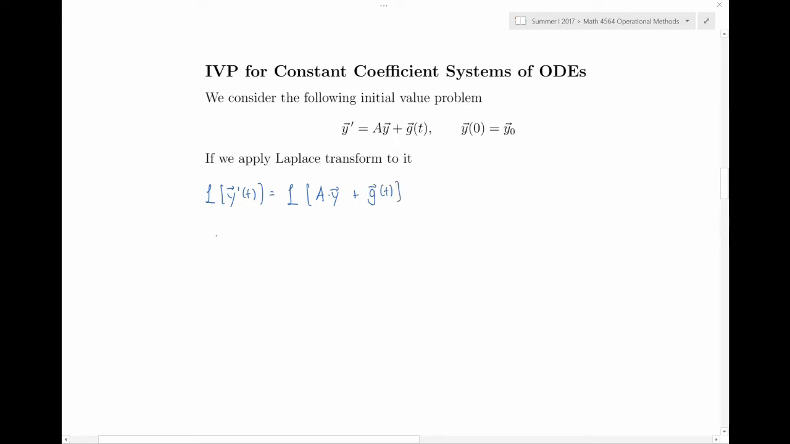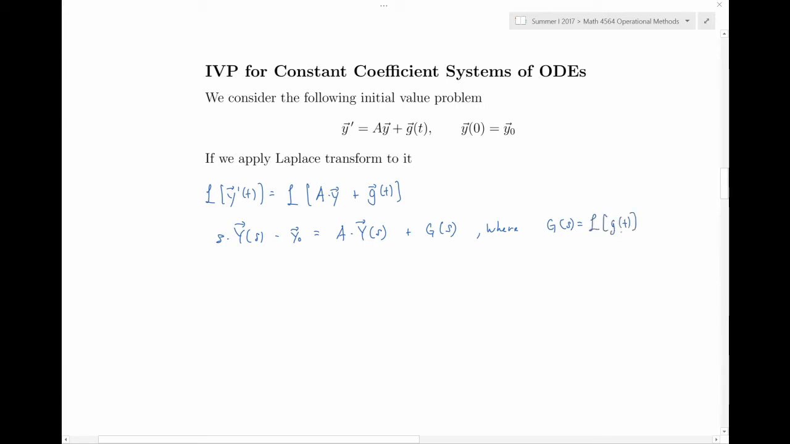The Laplace transform of y prime turns into s times y of s minus the initial condition, which is y naught, and the Laplace transform of a times y is a times the Laplace transform of y plus, what I should call it, g of s, which is the Laplace transform of g of t.